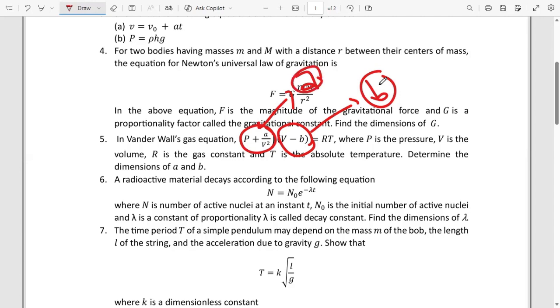Since we're adding p to a over v squared here, these two should have the same dimensions. The same should apply to v and b. These are being subtracted from each other, which means they should have the same dimensions. As simple as that. So I'm going to do what I've said and calculate for b, but also a.